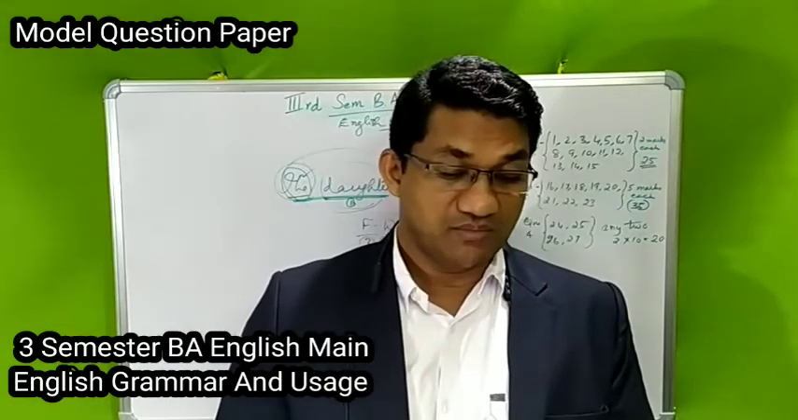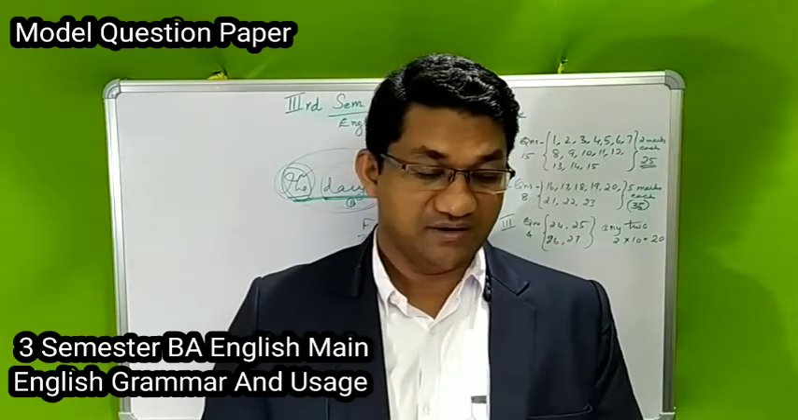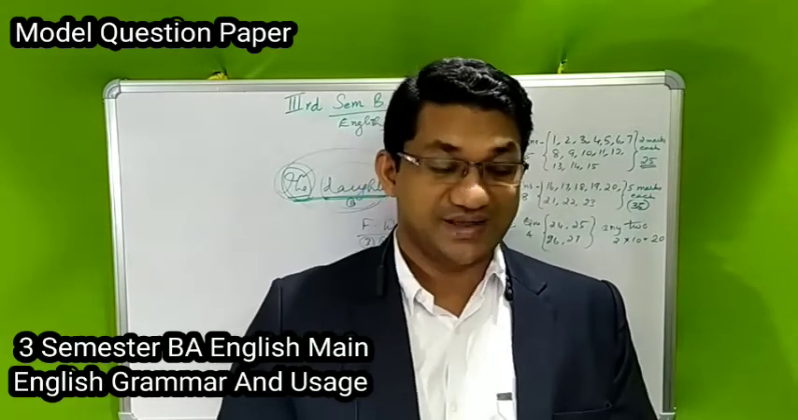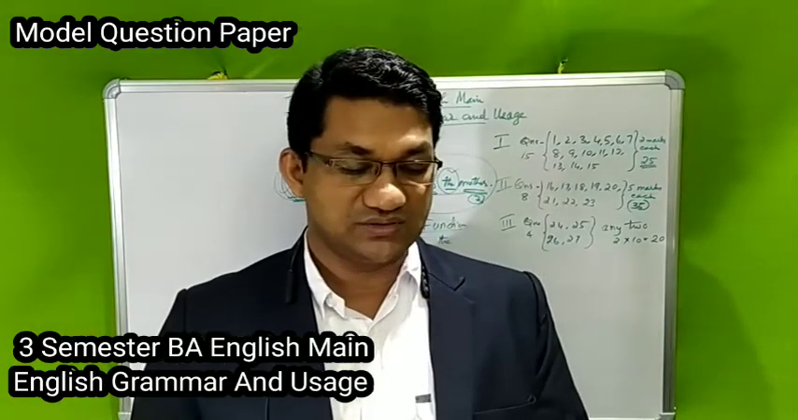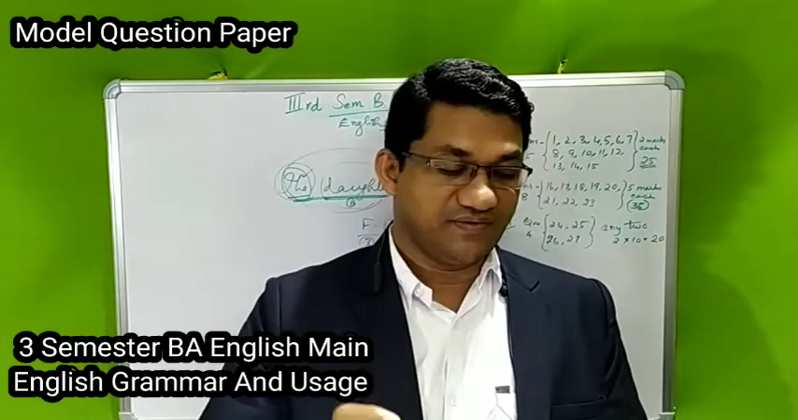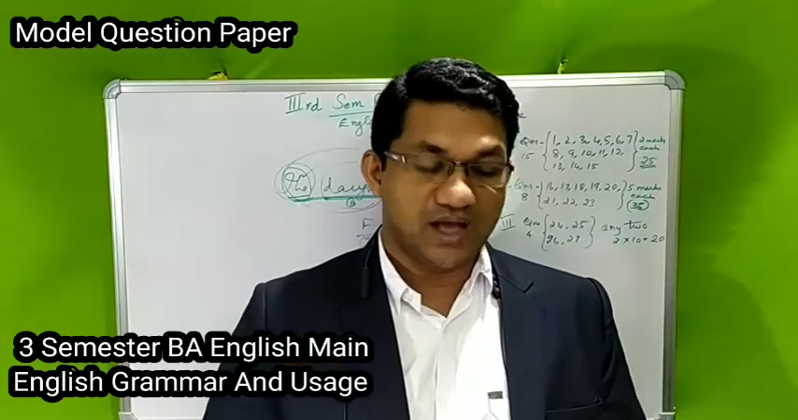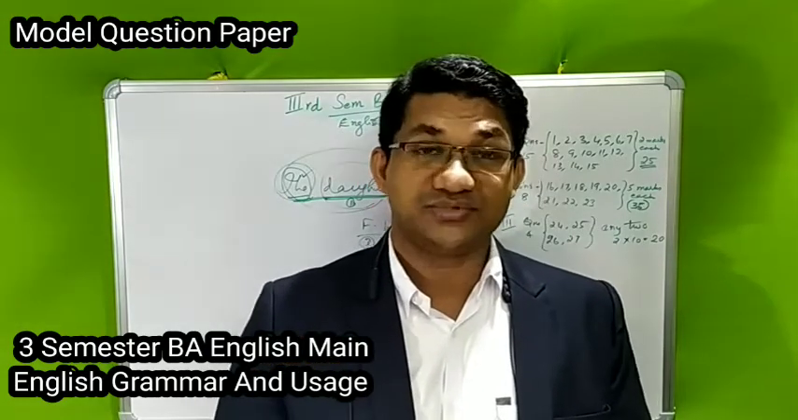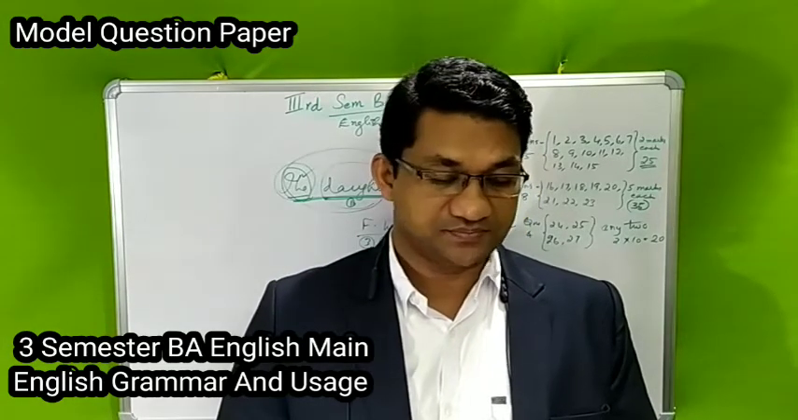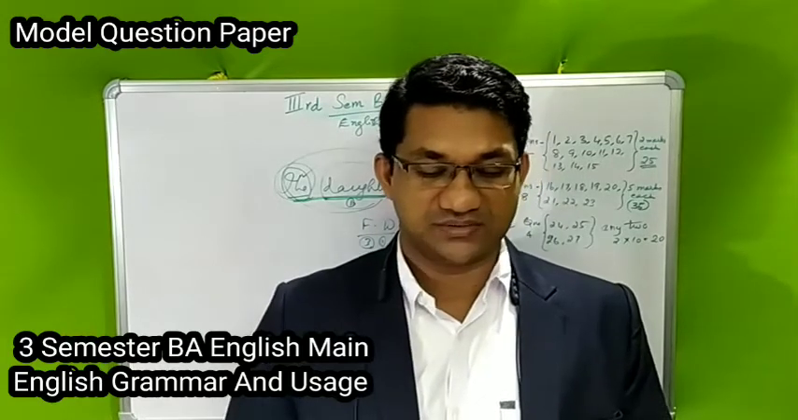Question number 2. My brothers have helped many animals. Identify the parts of speech of the underlined words. The words which are underlined are have, helped. We know that have is an auxiliary and helped is a verb. So that is easy. My brothers have helped many animals.